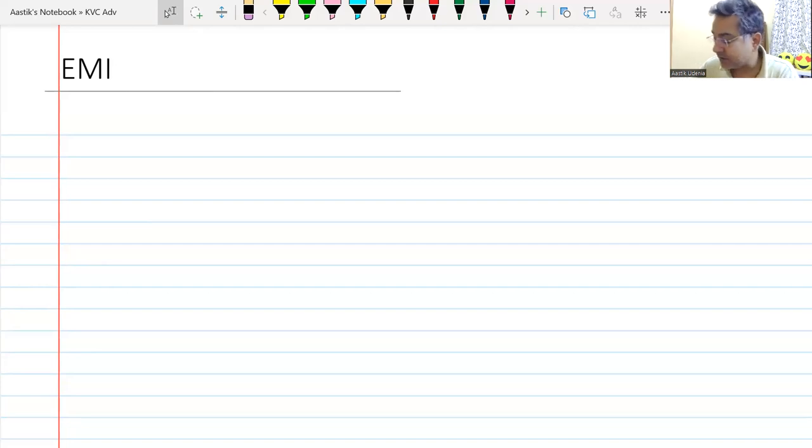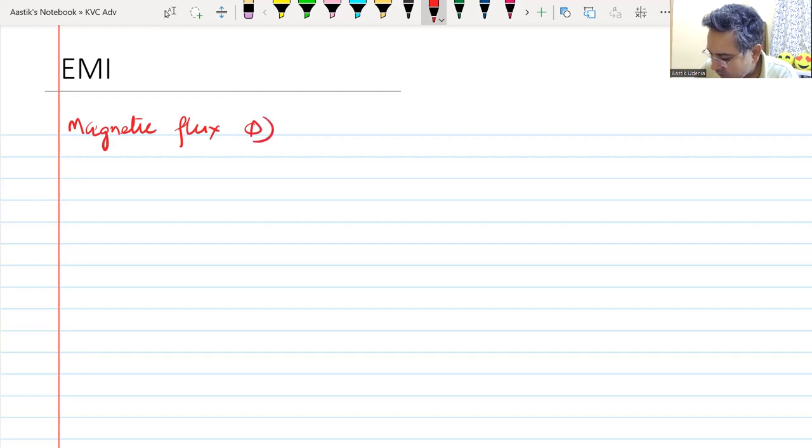So the first thing that we must understand here is magnetic flux. We have already gone through this. What was magnetic flux? The number of magnetic field lines which are crossing through a given cross-sectional area is known as magnetic flux through that area.